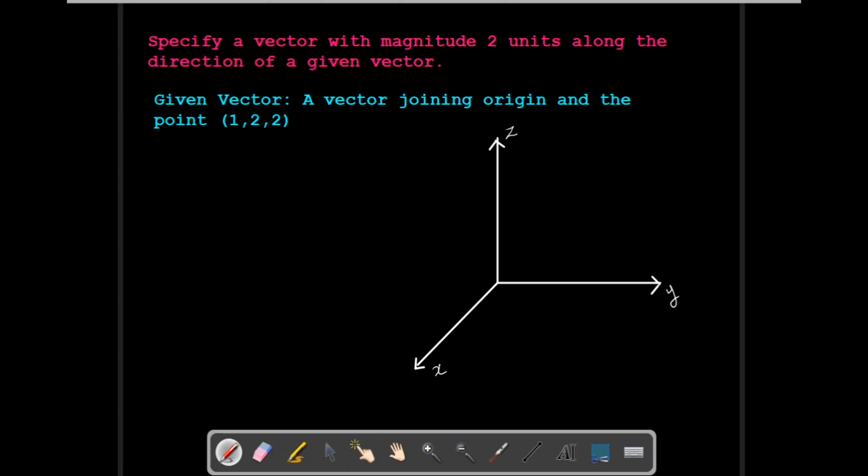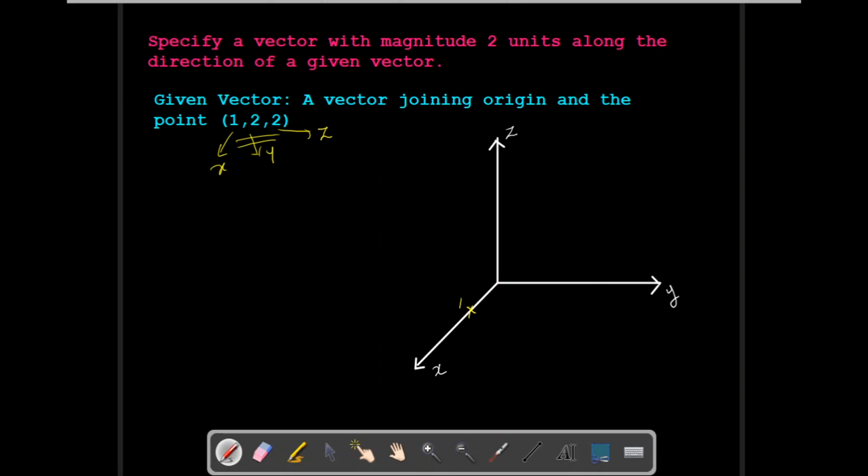Next, I need to locate this point 1, 2, 2. It is very clear that this is X, this represents Y, and this represents the magnitude along the Z axis, the value Z. So X equal to 1, let us mark it somewhere here. X is 1 somewhere here. Okay, so this is my 1.